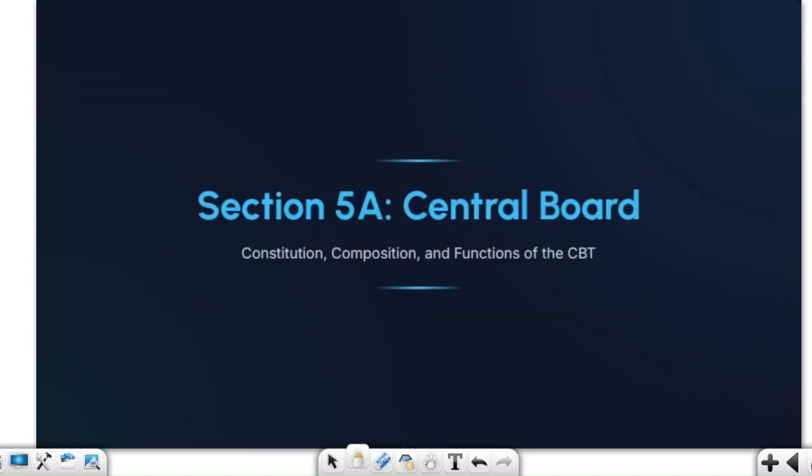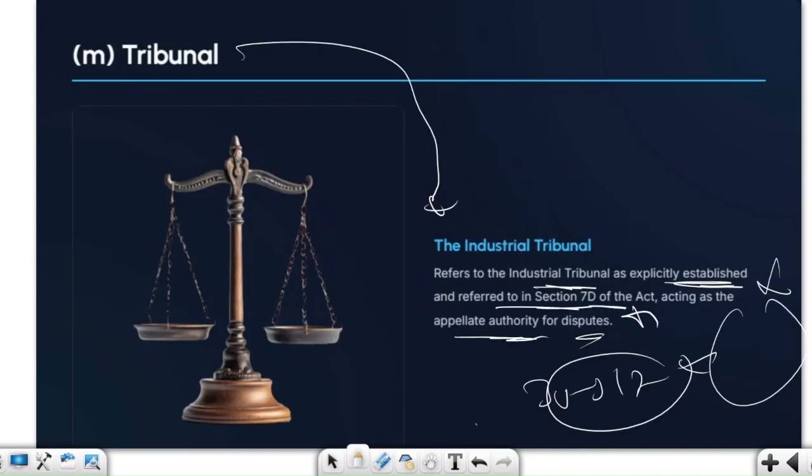Okay, clear? Now in the next class we are going to study section 5A, the central board, and many other components of this chapter.